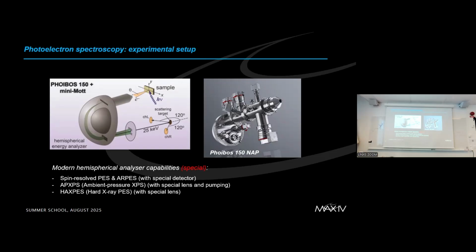Also, you can find analyzers optimized for HAXPS, hard X-ray photoelectron spectroscopy. So they have electronics capable of handling electrons up to 10 and maybe even more than 10 kiloelectron volts. So the normal standard analyzers handle electrons up to 2000 electron volts, something like that.